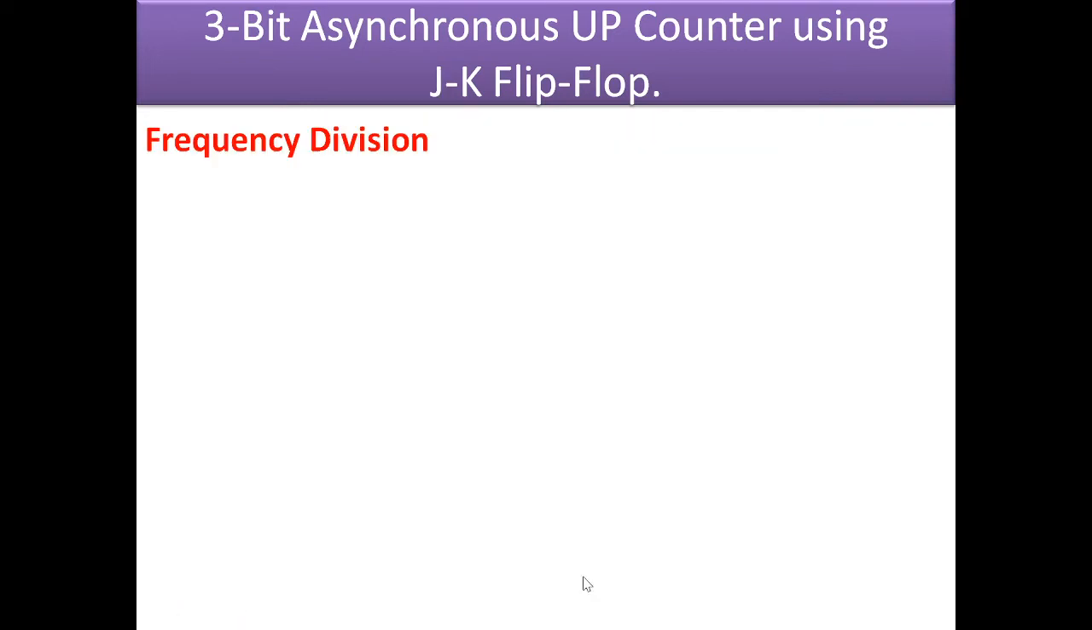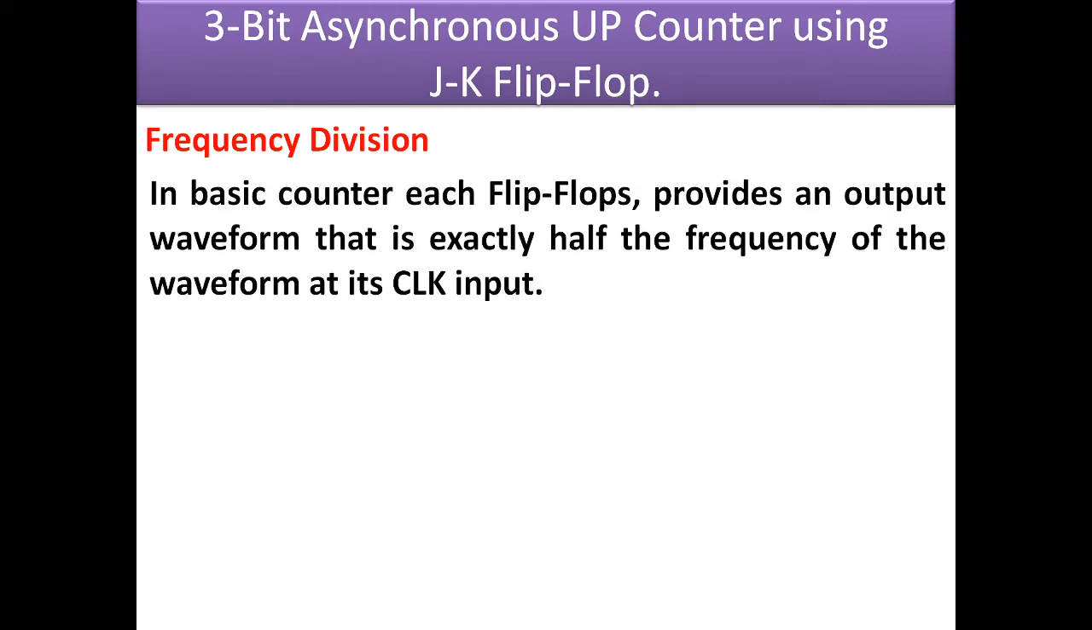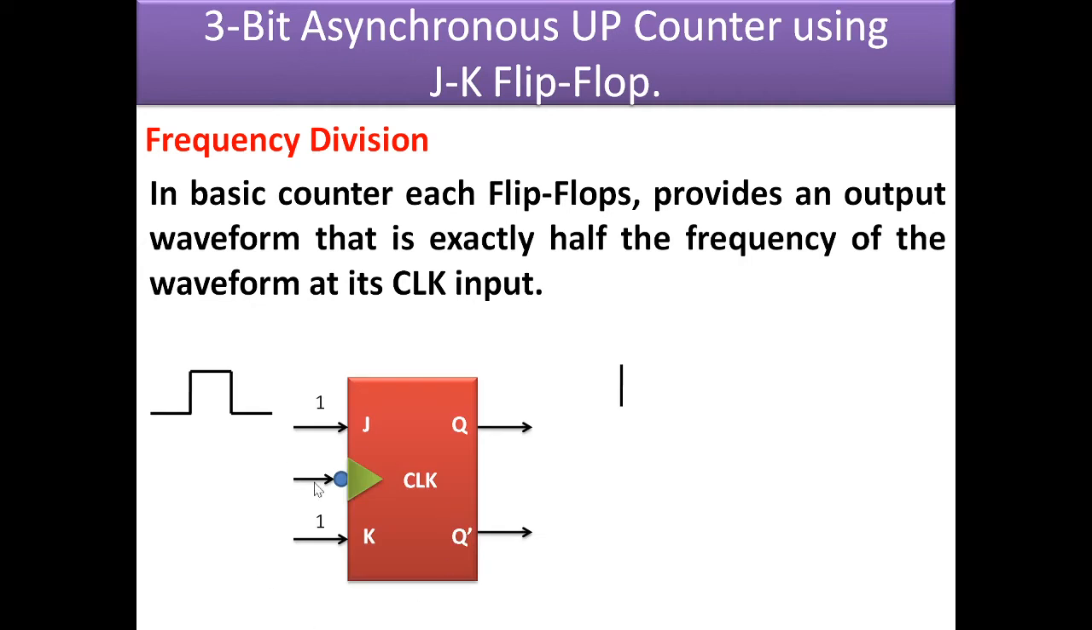If we look into the frequency division part of the counter, we can see that in this basic counter, the flip-flops provide an output waveform that is exactly half the frequency of the waveform at its clock input. Suppose in this particular diagram we can see a JK flip-flop. Here it is a negative edge triggered flip-flop, so a clock has been applied to the clock input, and since both J and K are connected to high, it's going to toggle. Let us first assume that the output was 0.